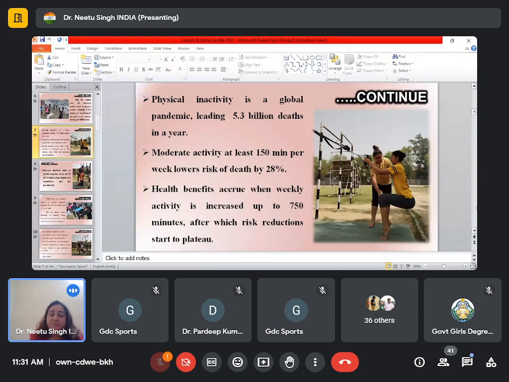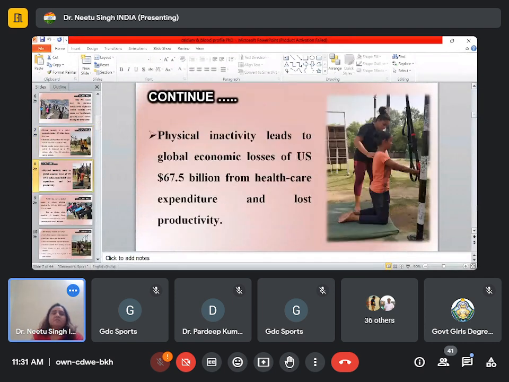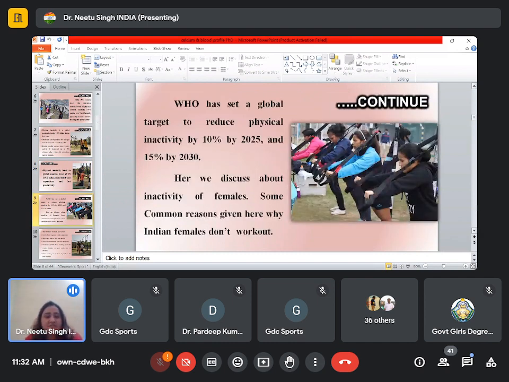Health benefits are acquired if we increase our physical activity to 750 minutes weekly. Physical inactivity leads to global losses because globally we spend 67.5 billion US dollars on healthcare. So it is very, very costly. WHO set a target to reduce physical inactivity by 10% by 2025, and by 15% by 2030.